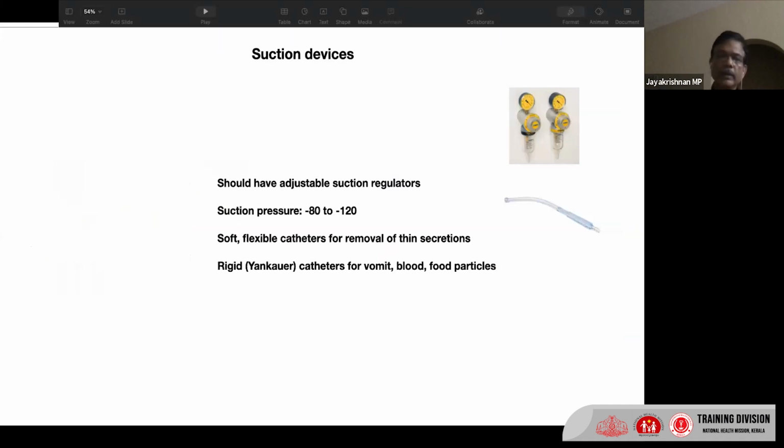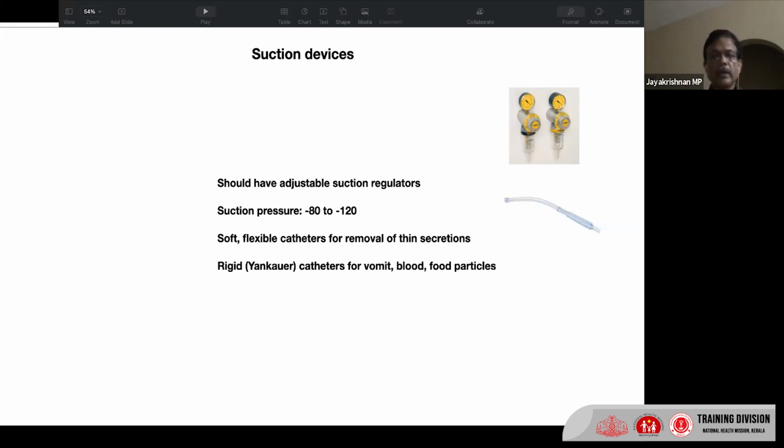Another important point is that many of these children have secretions, sometimes vomitus, sometimes blood, sometimes food particles obstructing the airway, and it's important that you suction these out. Ideally you have a wall suction in your hospital. It may not be there in all the peripheral hospitals. You can use a portable suction also. Something that is not usually looked at is the suction pressure used. The recommended pressure is -80 to -120, around 100 centimeters of water. If you use too much pressure, it can be harmful to the mucosa.